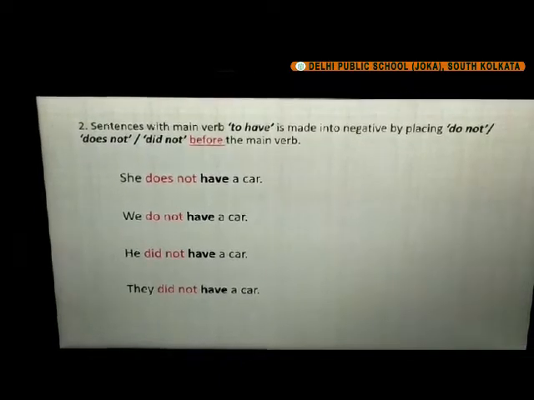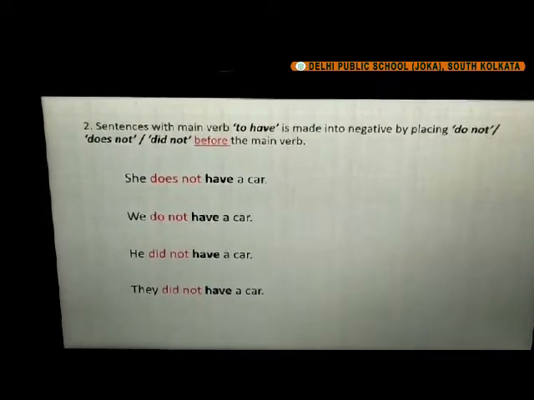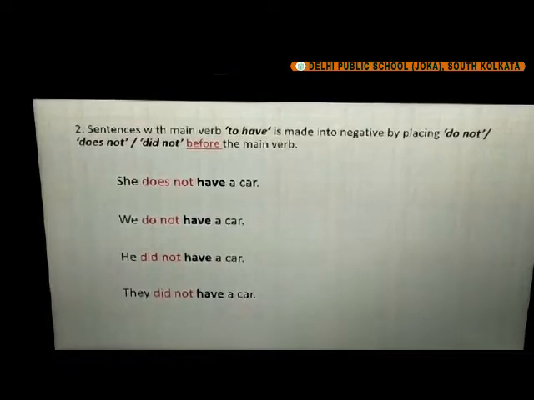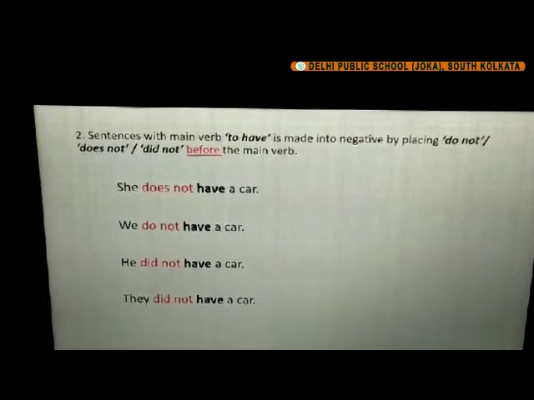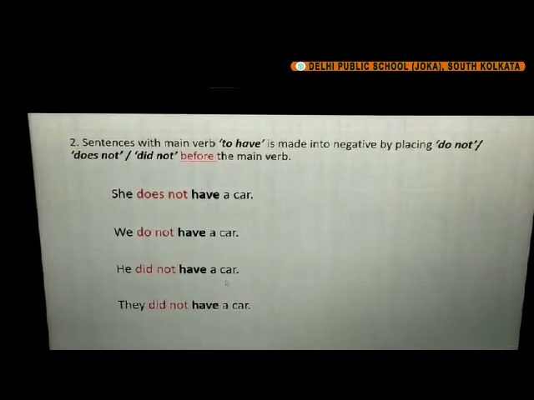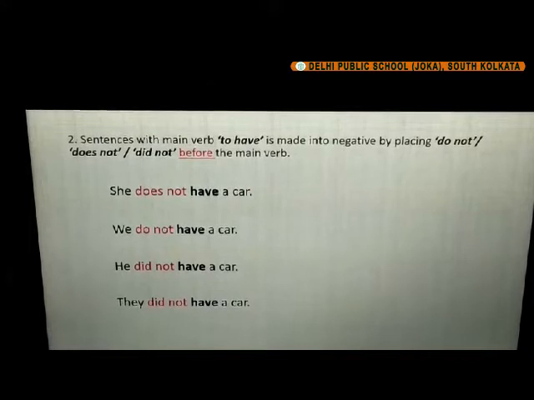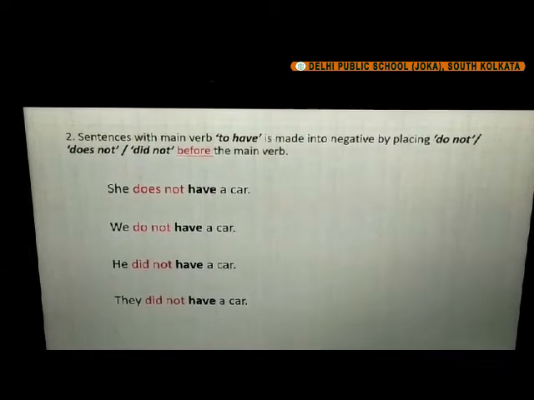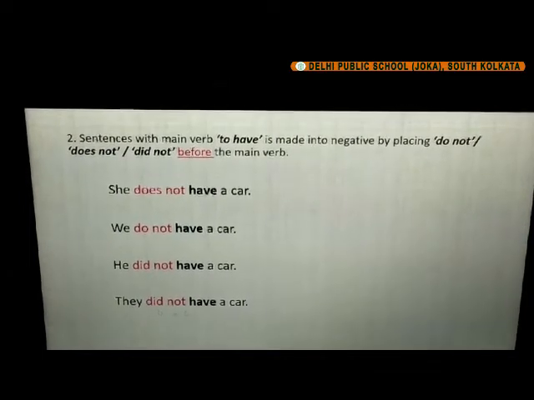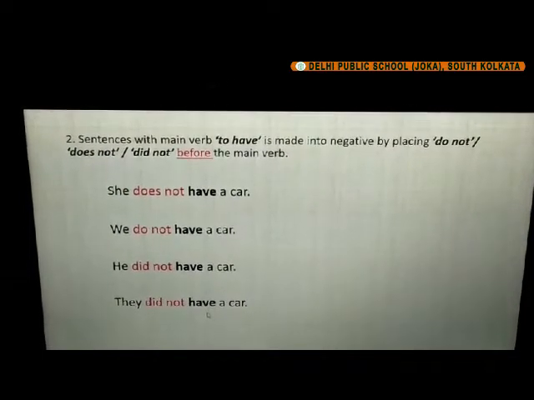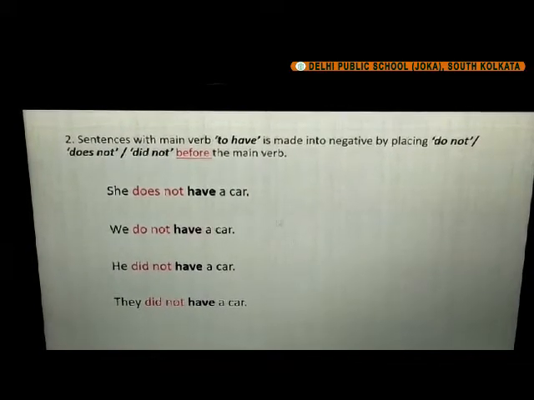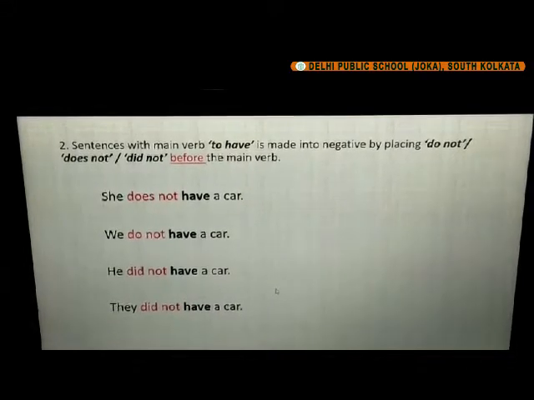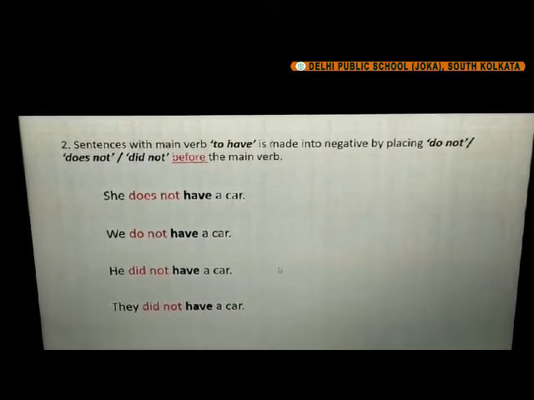Another important thing is that you cannot use double past tense in a sentence. For example, you cannot say he did not had a car. That would be absolutely wrong. You have to say he did not have a car. You cannot say they did not had a car. You must say they did not have a car. Now all these sentences where have is the main verb can be written in another form.